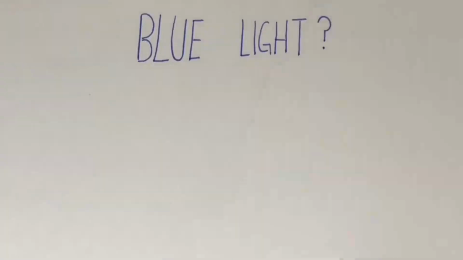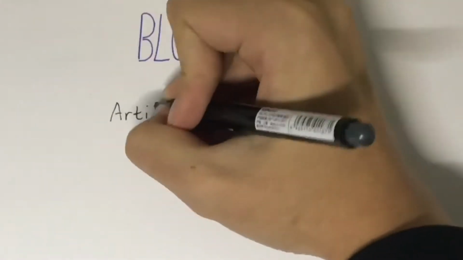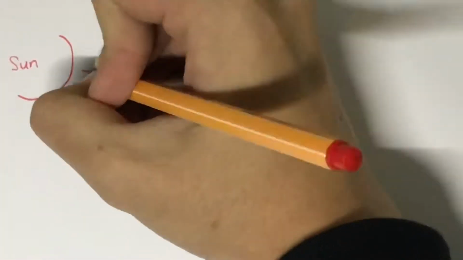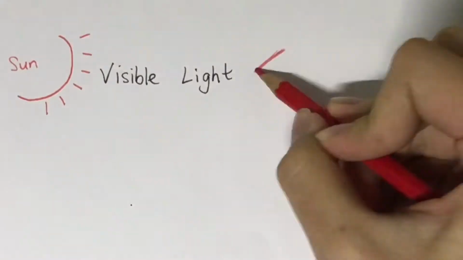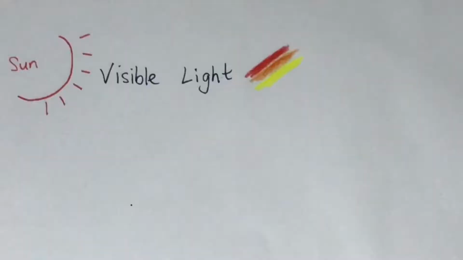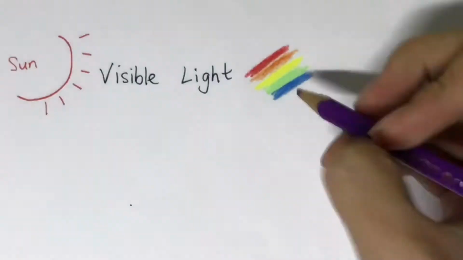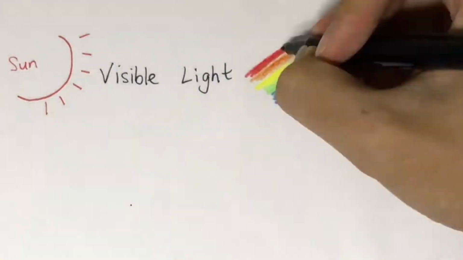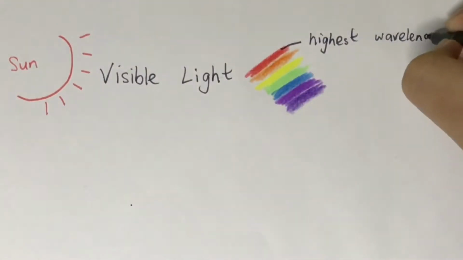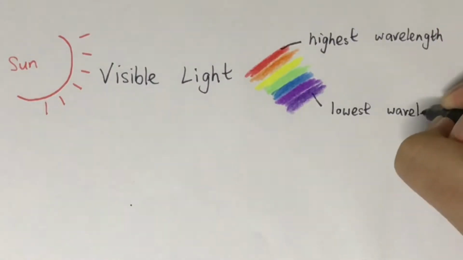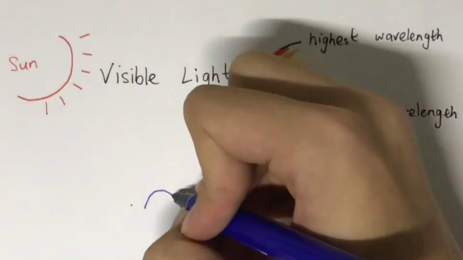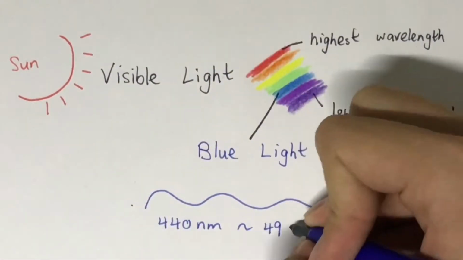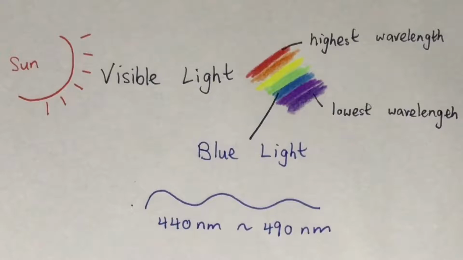There are two types of blue light: artificial blue light and natural blue light. The sun produces visible light, and there are different colors ranging in visible light. There are red, orange, yellow, green, blue, indigo, and violet, red having the longest wavelength and violet having the shortest wavelength of all. Blue light lies in between green and indigo, with the wavelength between 440 nanometers to 490 nanometers.